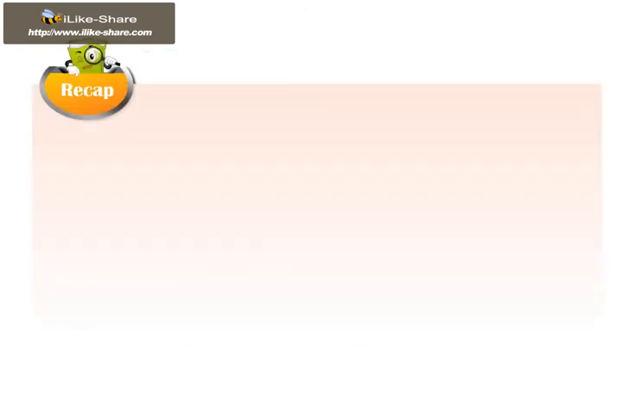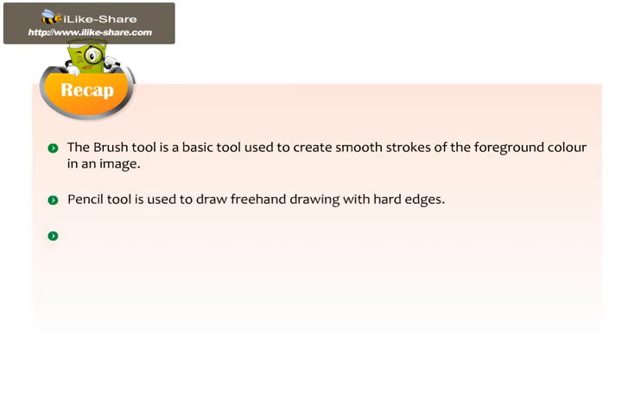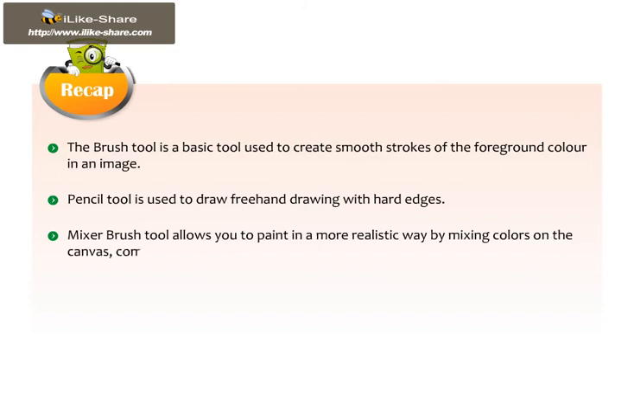Okay students, let us take a recap of this chapter. The brush tool is a basic tool used to create smooth strokes of the foreground color in an image. Pencil tool is used to draw freehand drawing with hard edges. Mix-up brush tool allows you to paint in a more realistic way by mixing colors on the canvas, combining colors on a brush, and varying paint wetness across a stroke.